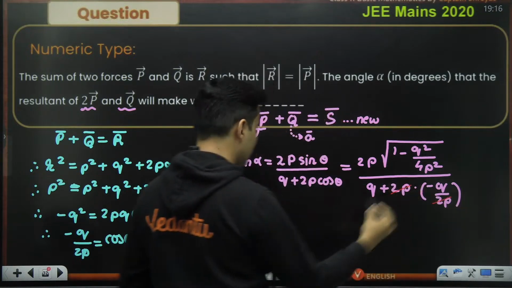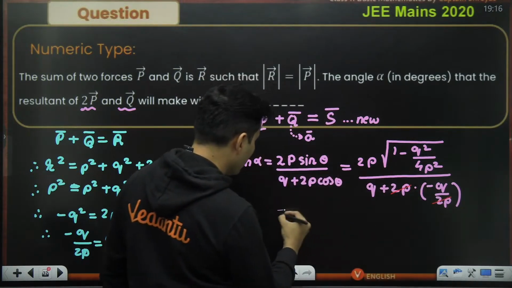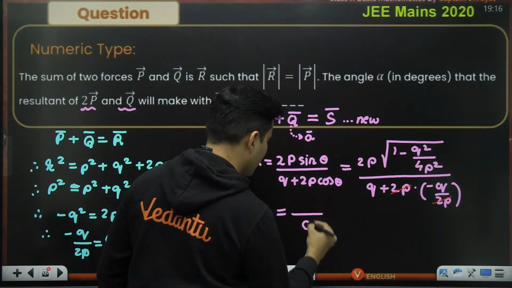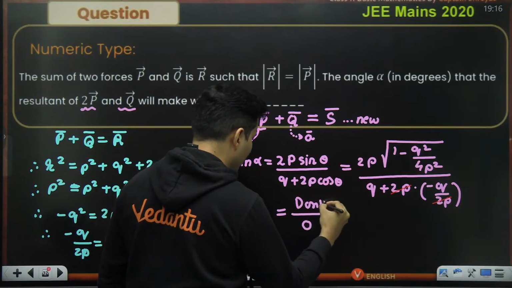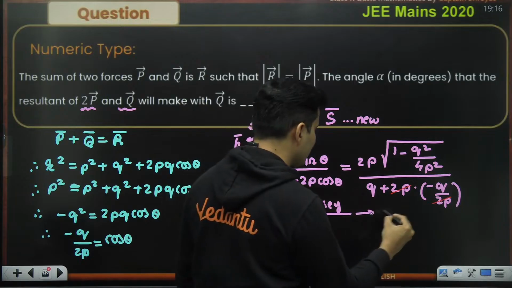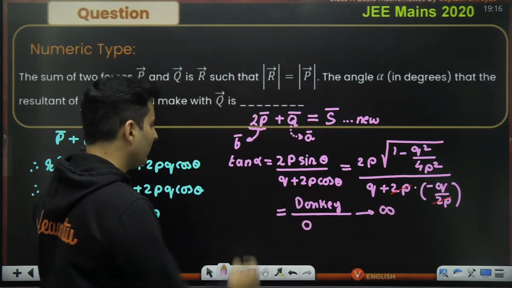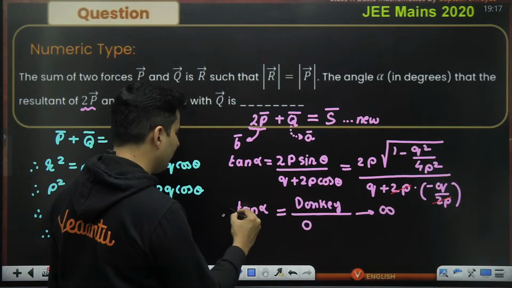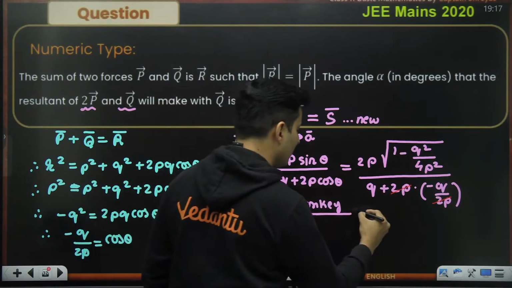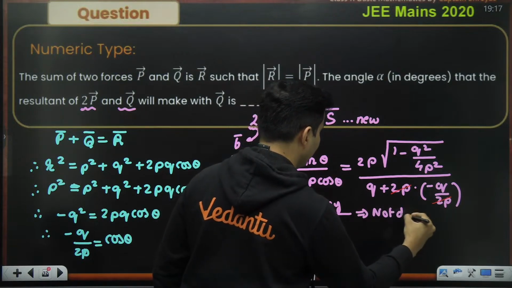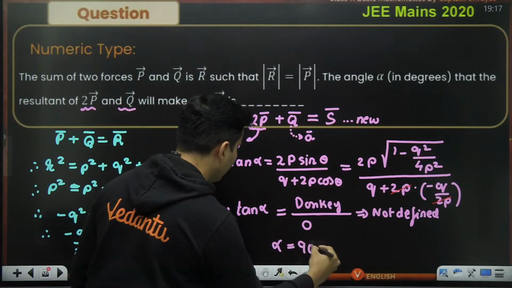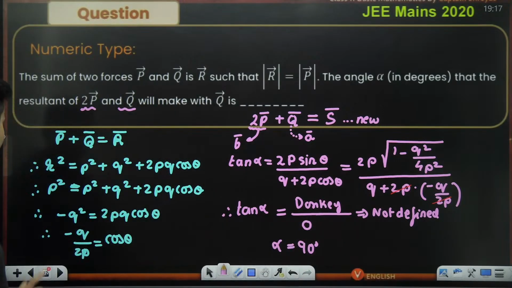2p and 2p cancel. I don't care what is in the numerator, but q minus q is 0. Even if there is a donkey on the top, it doesn't matter. Donkey by 0 is not defined. Rather, I would say it is tending towards infinity. So if tan of something is infinity, or rather not defined, then the angle should be 90 degrees. So the correct answer is 90 degrees.